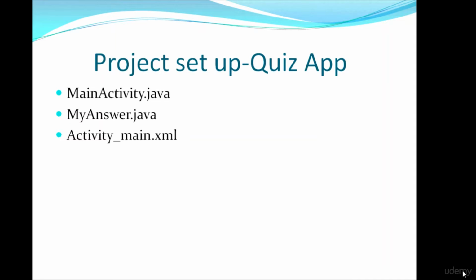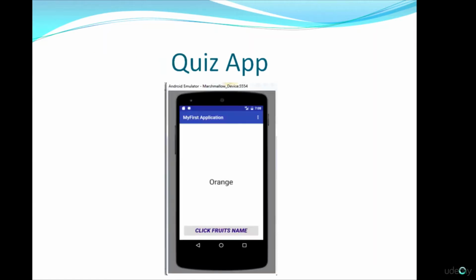Same for our quiz app as well. I'll first tell you what exactly we are going to do and why we need these files. Basically, as I told you, our quiz app will be a simple app which will pop up some answers on click of the button, some random answers. I'll click on fruits name, as we have seen, and some fruits names will pop up.